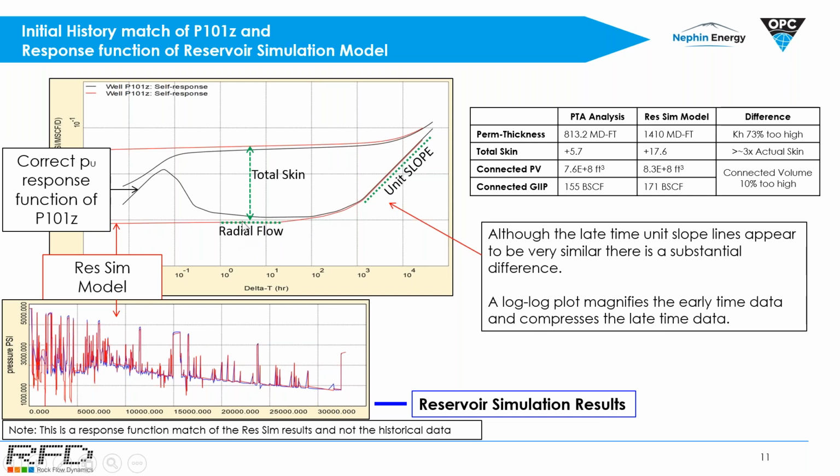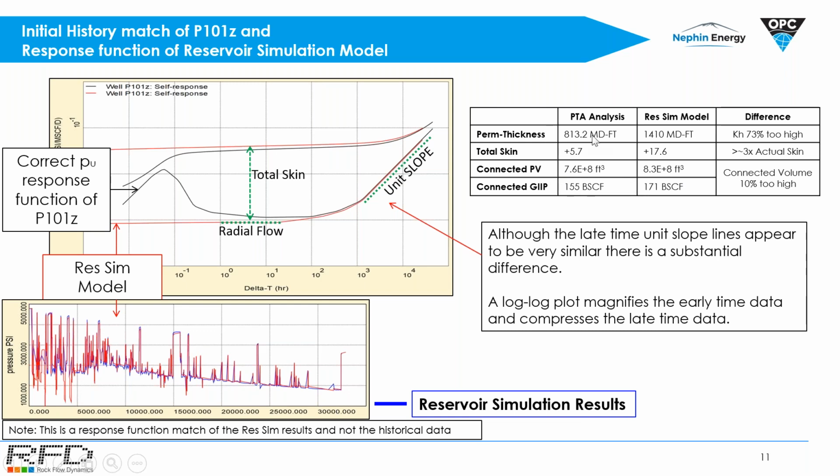And at first, if you see this, well, it looks like the radial flow is too high, the derivative is too low, and the skin is too high. The unit slope looks similar, and that's a function of a log-log plot. So a log-log plot magnifies the early time data and compresses the late time data. So although it looks similar, when we actually analyze this in PTA, what we find is the connected JIP is 10% too high. It's 171 when it should be 155 from our PTA analysis of historical data.